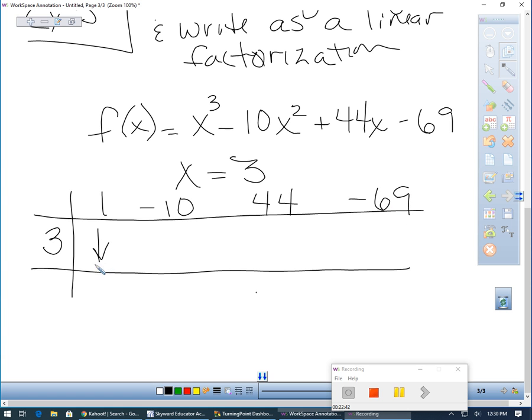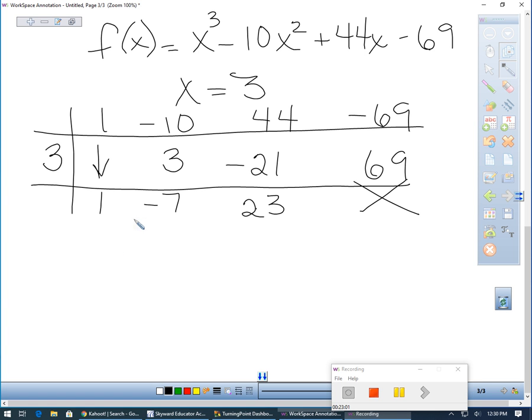We're going to bring down our 1. 3 times 1 is 3. Add these together, we get negative 7. 3 times negative 7 is negative 21. Add these together, we get 23. And 3 times 23 is positive 69, with no remainder. So left, we have x squared minus 7x plus 23.